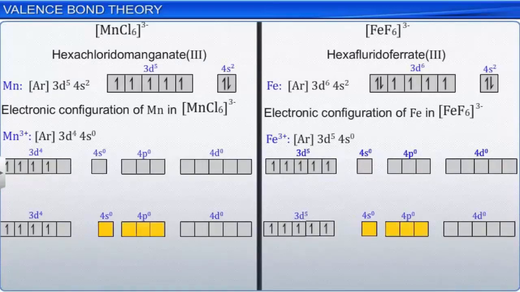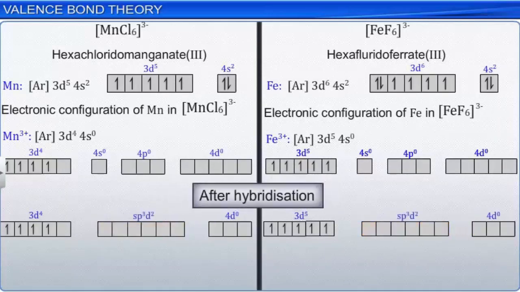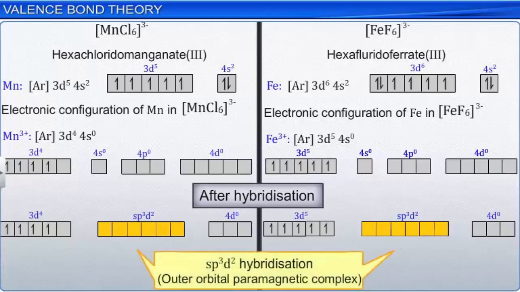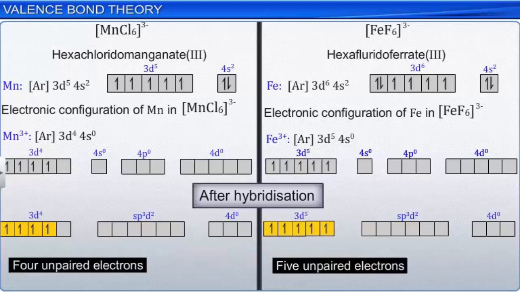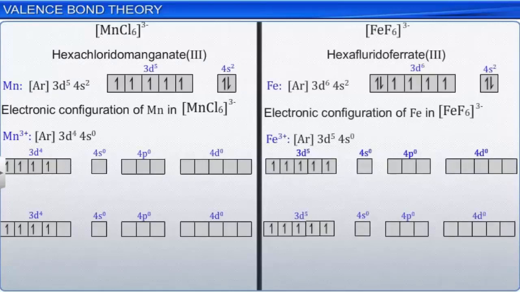Likewise in the next complex, hexafluoridoferrate 3. See, iron in its atomic state has argon 3d6 4s2 electronic configuration. In the complex state, iron forms Fe3 plus ion. So the electronic configuration is argon 3d5 4s0. Through 3 electrons being lost, it forms Fe3 plus ion.